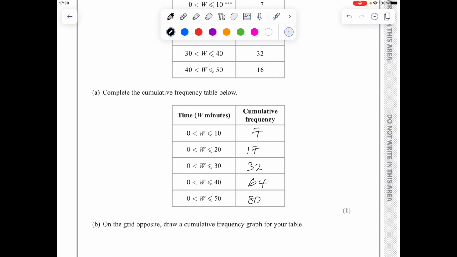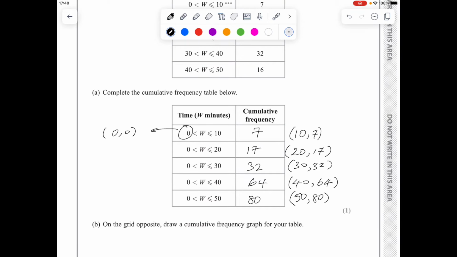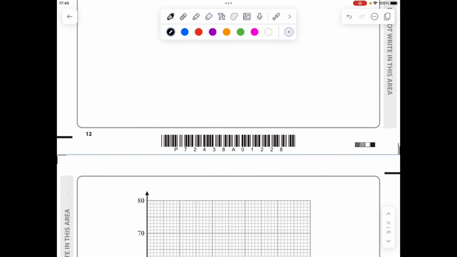In part B, I need to draw a cumulative frequency graph. Note that all times start from 0, hence the x-intercept will be 0. Thus the graph passes through the origin, and the coordinates are made up of the x-coordinate being the upper bound of each category and the y-coordinate being the cumulative frequency. So these are the coordinates I have to plot. So let's go on the next page.